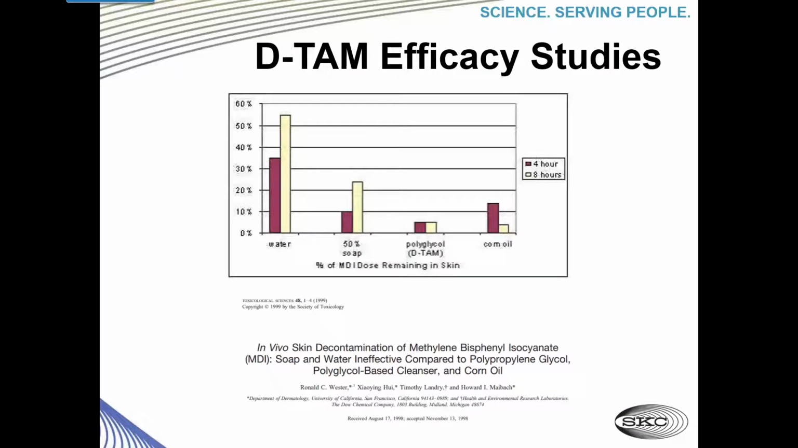This is a study that we have that compared the ability of water, 50% soap, water, corn oil, and polyglycol-based cleanser to minimize the absorption of the isocyanates into the skin. This paper is available online.